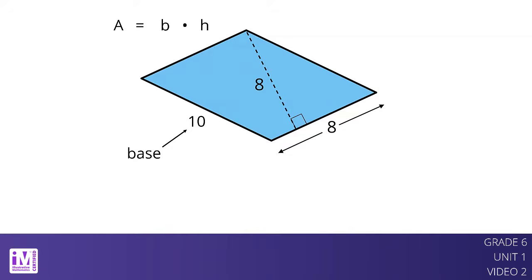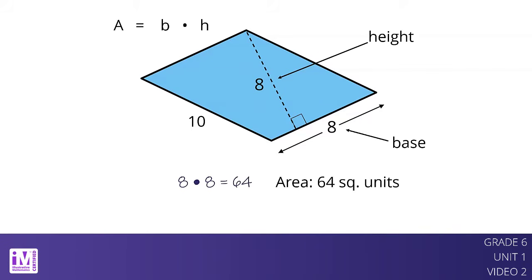Instead, let's use the edge that is 8 units long as the base. Its corresponding height is also 8 units. Therefore, the area of this parallelogram is 8 times 8, or 64 square units.